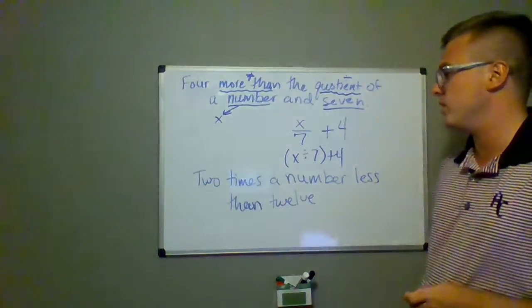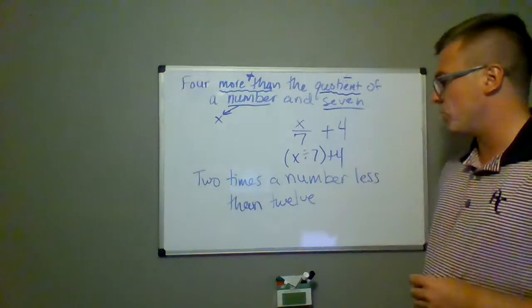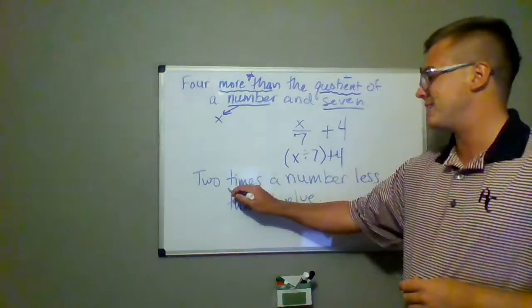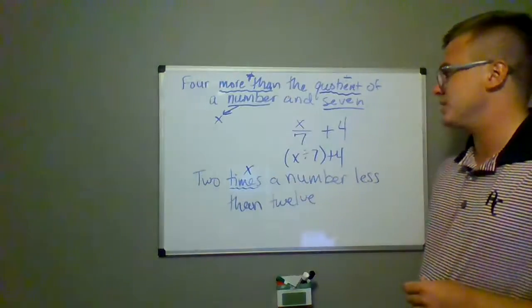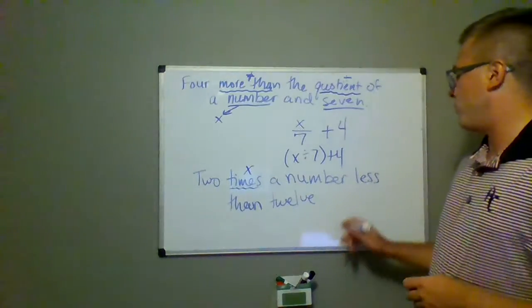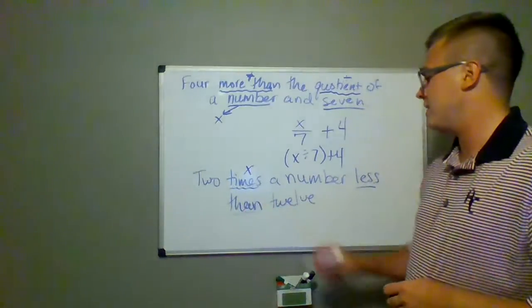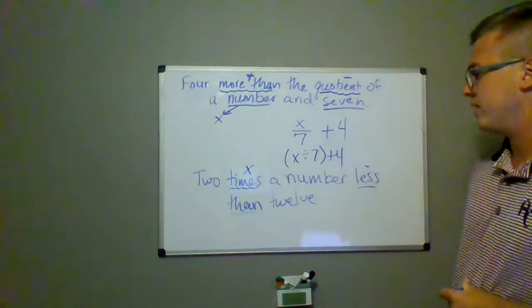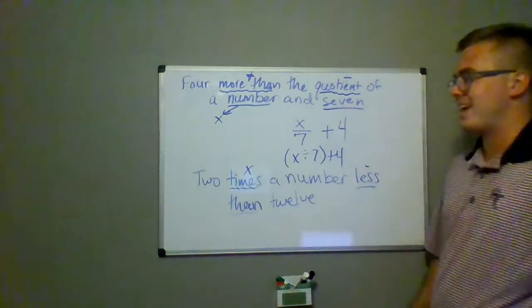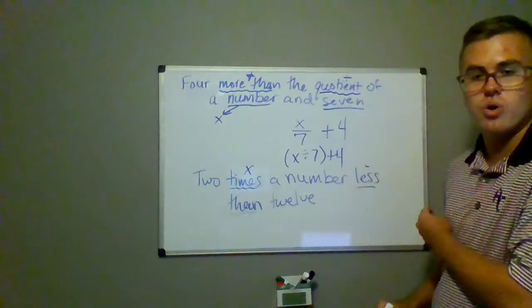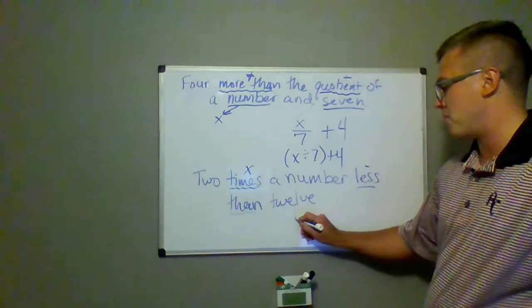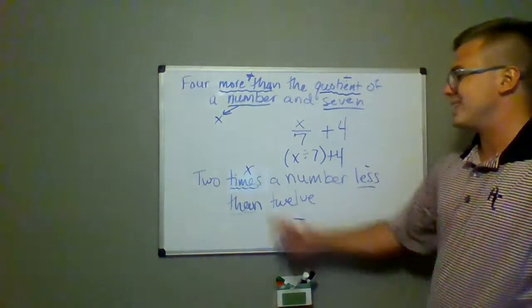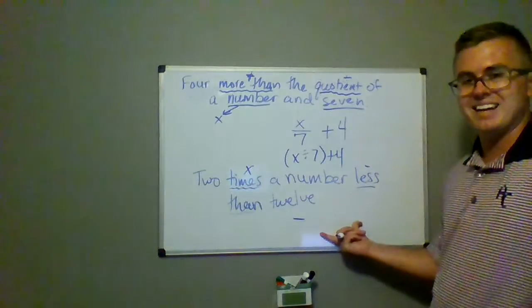So this bottom one here, 2 times a number less than 12. So we've got times, which we know is multiply, and we've got less than, so we've got subtraction in there. And remember, since it's less than, this first part is actually going to go at the end. So we already have that minus in there. So let's do this first part and put it at the end here.